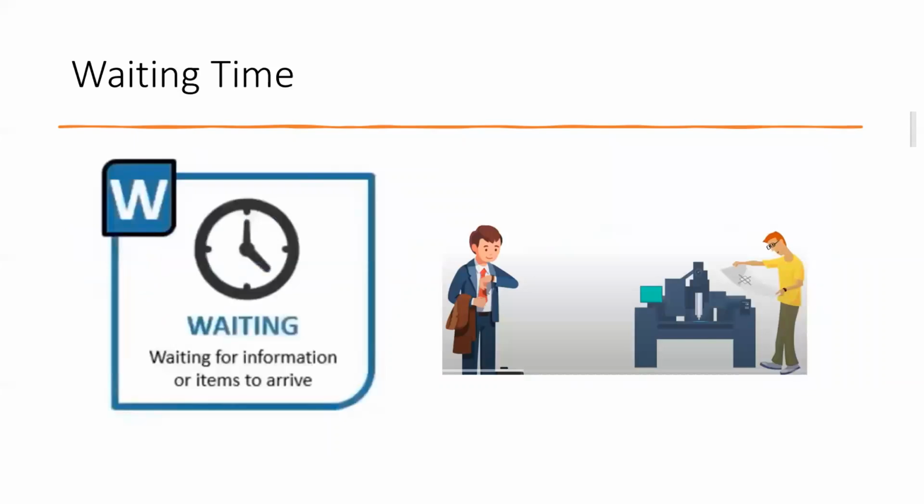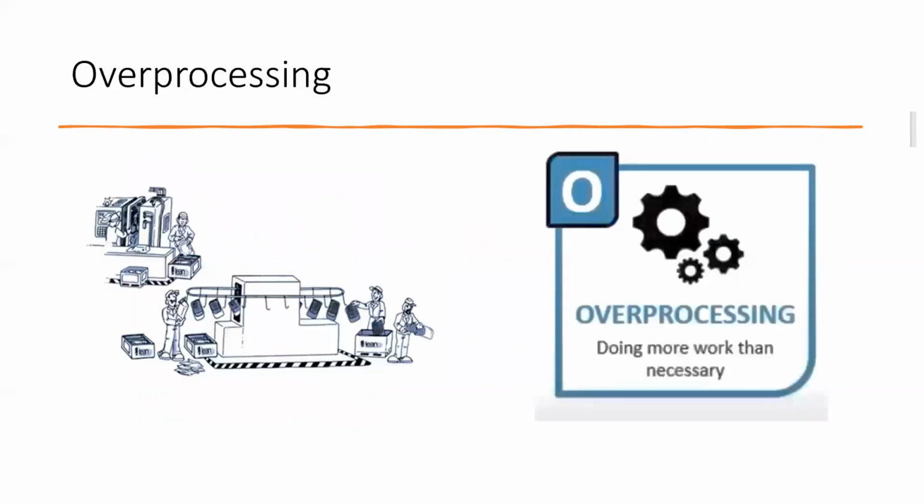The W in TIMWOODS stands for waiting time. Sometimes we are waiting for the information to arrive or the raw material to arrive or some semi-finished product to arrive for me to continue with my production operation or to continue with my service work. So hence we should eliminate the waste. Over processing.